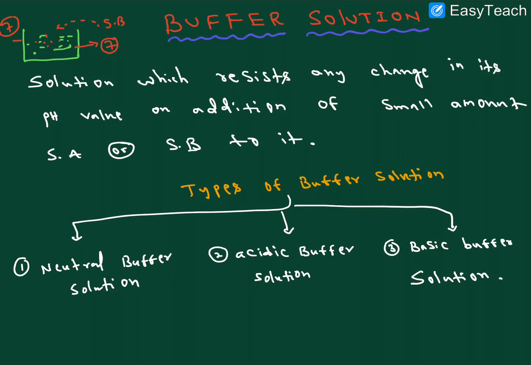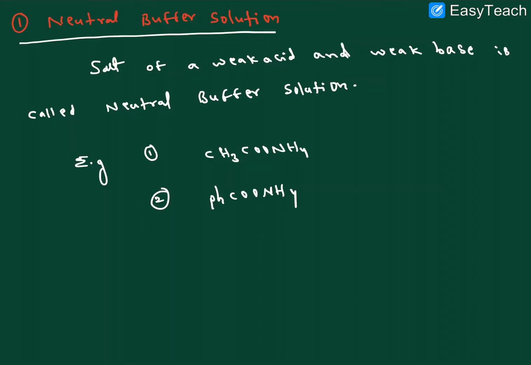And then next one, buffer solutions again classify into three types. The first one is neutral buffer solutions, the second one is acidic buffer solutions, and the third one is basic buffer solutions. Let me explain. First one is neutral buffer solution, right? What is a neutral buffer solution? A salt of weak acid and weak base, it is very important, is called a neutral buffer solution, right?